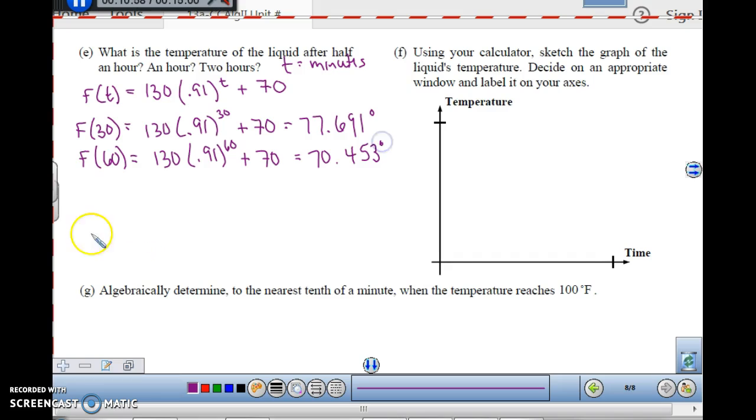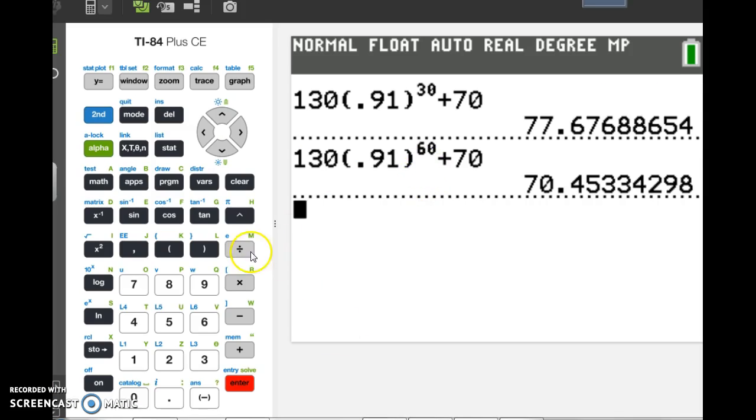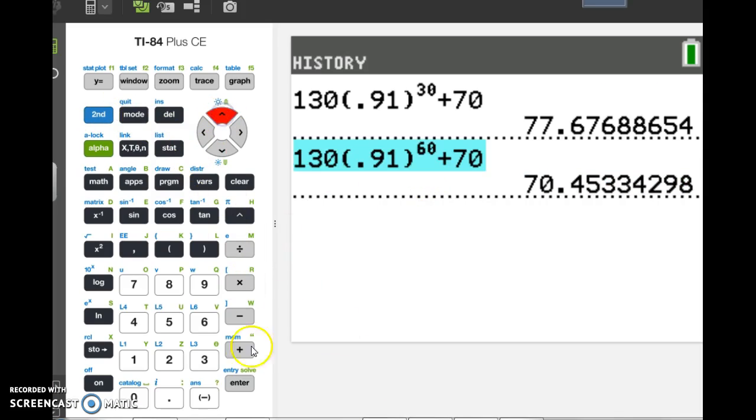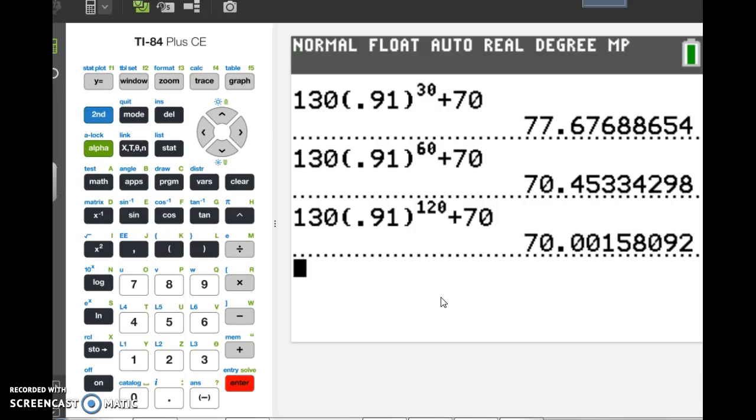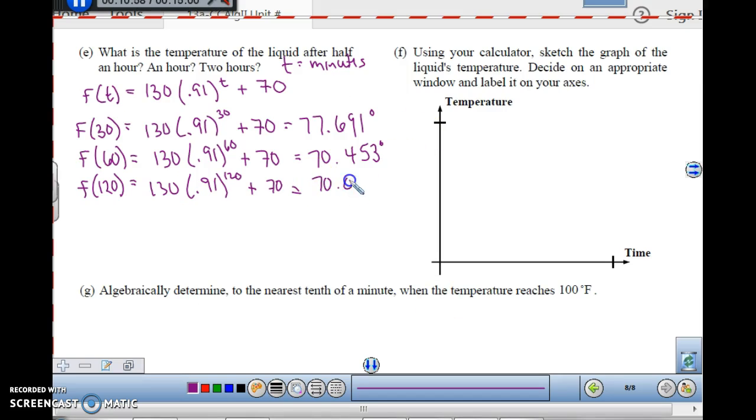And then after 2 hours would be how many minutes? That would be 120 minutes. 130 times 0.91 to the 120th plus 70. So I'm going to grab that one and change the exponent to 120. And press enter. It's now down to 70.002 degrees. So you can see we just figured out all these values by using our formula.